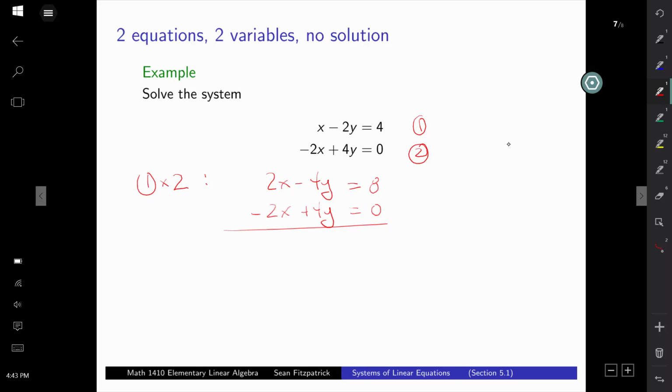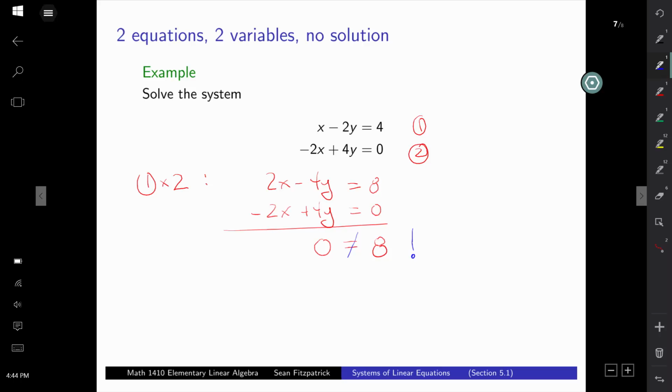2x minus 2x, we get 0. 0 equals 8. Well, that's a problem, right? 0 is not equal to 8. So there's no way to solve this system, right? Simplifying the left-hand sides, everything collapses down to 0. The right-hand side doesn't collapse down to 0. So there's no way to solve this, right? 0 can't equal 8. So there's no possible choice of values that is going to work for this system, right?